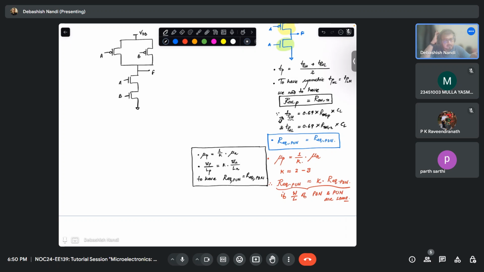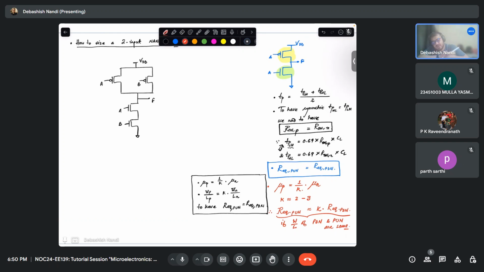Yes, sir. So if you are given that mobility of electron is k times the mobility of hole, can I write this size as 1 and this size as k? Yes, sir. Okay. So if that much is clear, now let's assume k equals 2, because this is the most practical case.